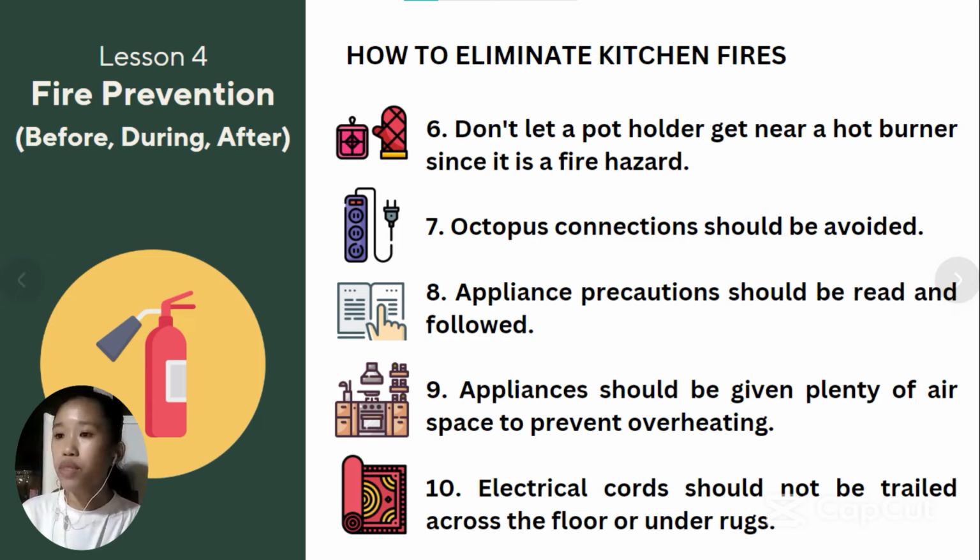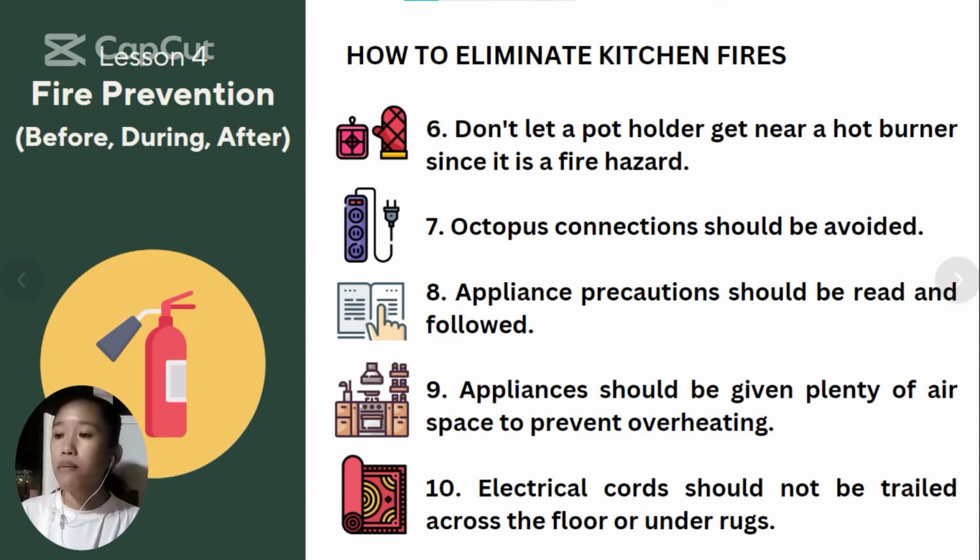So, number 6, don't let a pot holder get near a hot burner since it is a fire hazard. So, a pot holder is actually made up of cloth, and it is one of the light materials that can attract fire. So, ayaw din na siya ipaduol kaya there's a possibility na masunog siya. And number 7, octopus connections should be avoided. This kind of connections na mag-plug ka o one socket lang, i-avoid din siya kaya makakos din siya o fire.